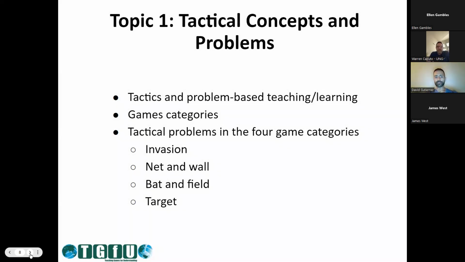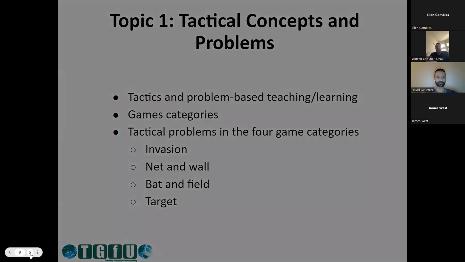So we will address what tactical and problem-based teaching and learning is. If we consider games in this way, we need to understand how problems build the essence of games. As a consequence, we will explain how games can be categorized, and then we will see different explanations for the 4 categories.